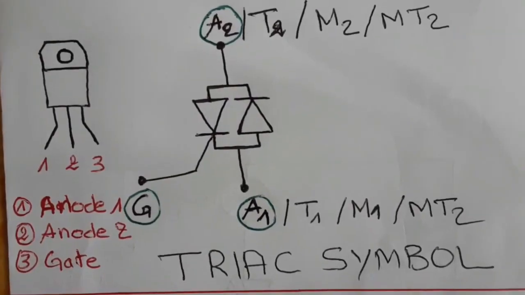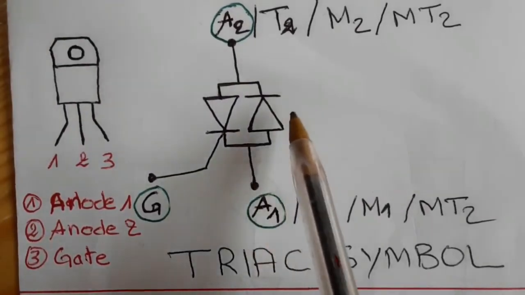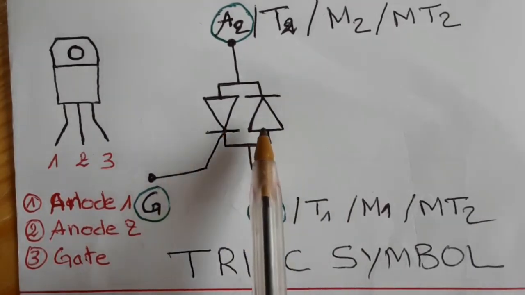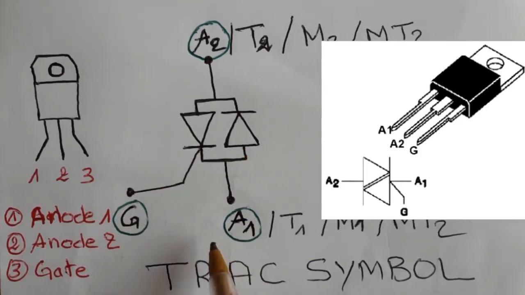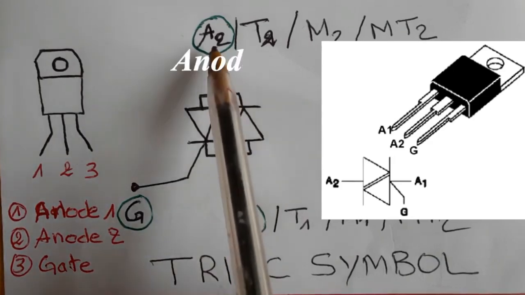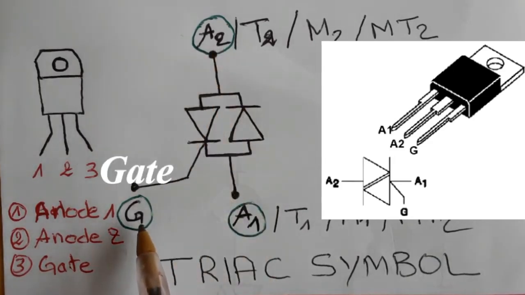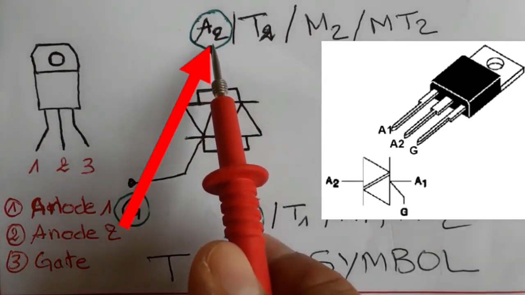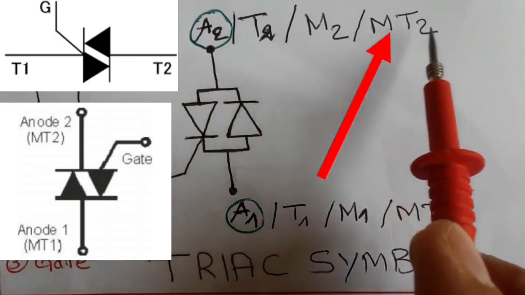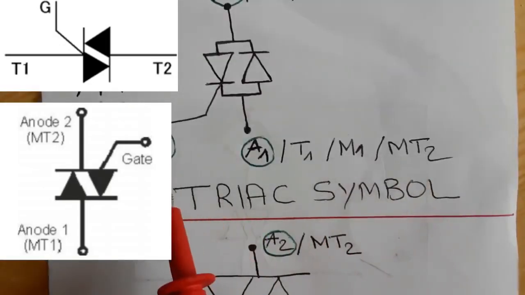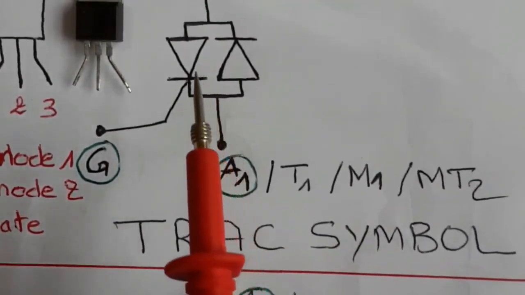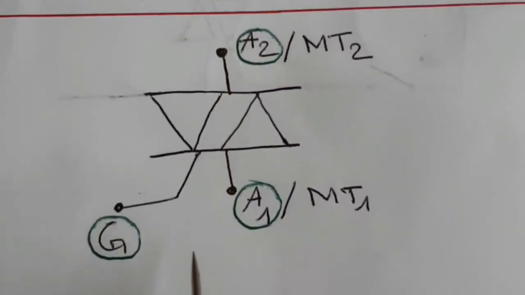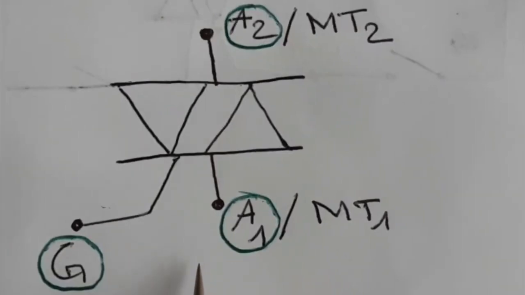So basically, before going and testing the TRIAC using the multimeter, I'm going first to show you all about the TRIAC symbols. As you can see, this is the symbol of the TRIAC. It contains 2 diodes and of course 3 terminals: the anode 1, the anode 2, and the gate. Of course, you can find anode 2 called T2 or M2 or MT2. All these names mean the same thing. Here you can also find other symbols for the TRIAC, but basically the symbol is clear, and the diodes are clear. Anyway, it contains 3 pins.